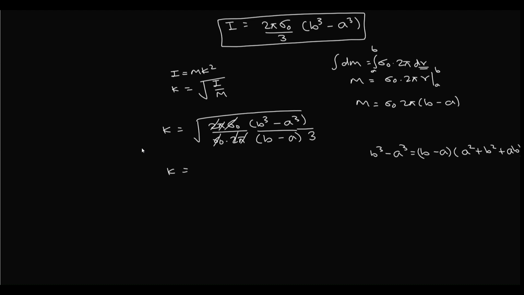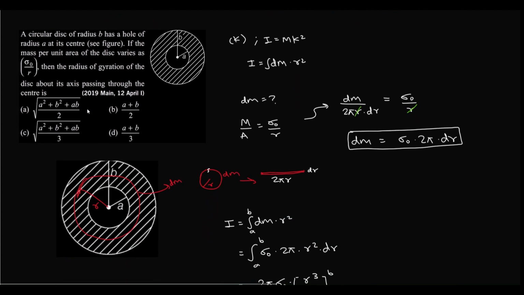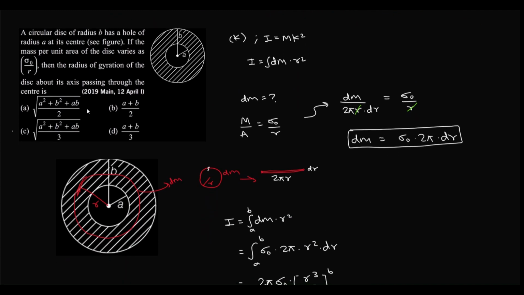Divided by b minus a, so this would get cancelled out, and we will get a square plus b square plus ab divided by 3, under root, and this is our radius of gyration, which is our option number C.